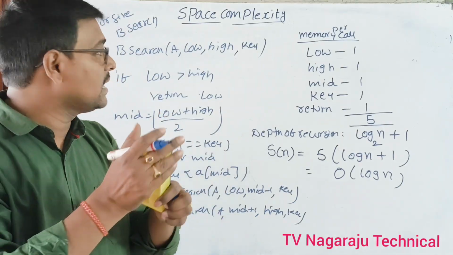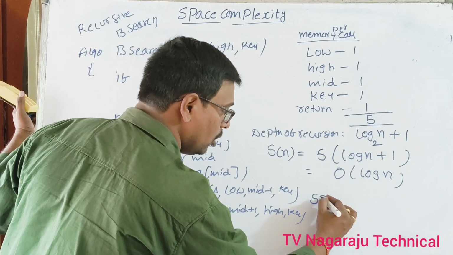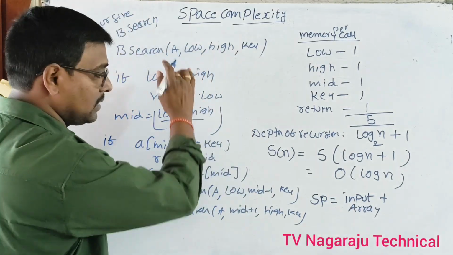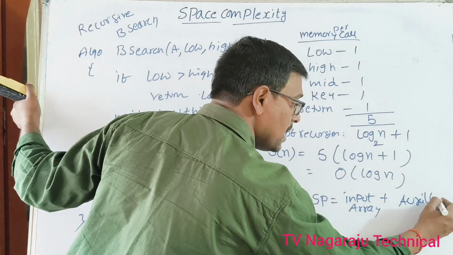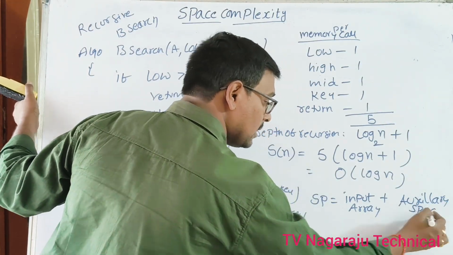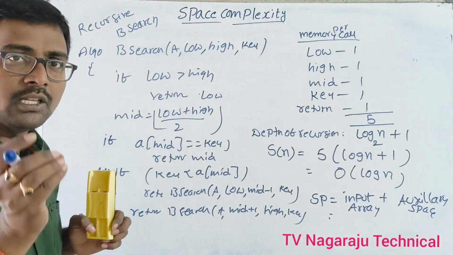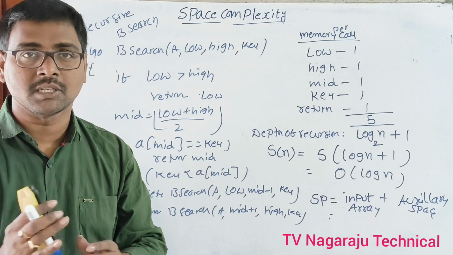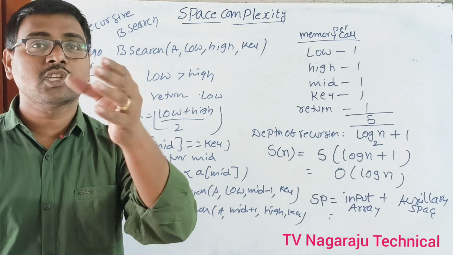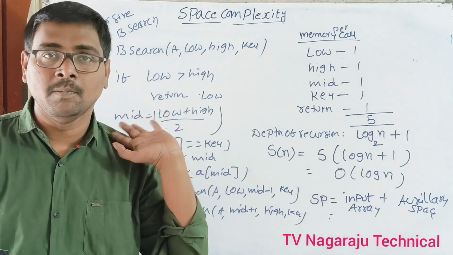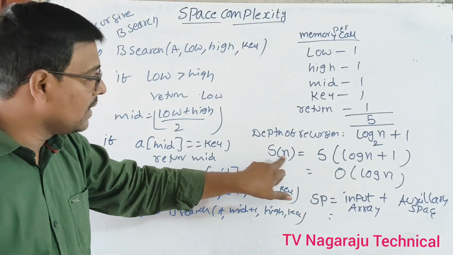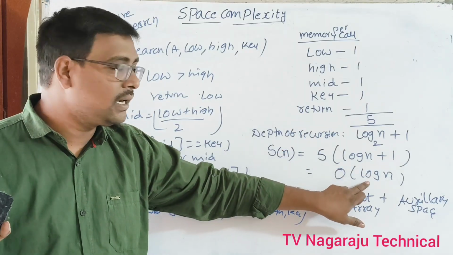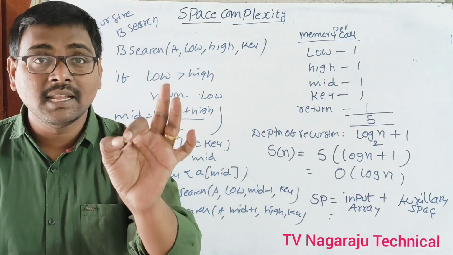Generally we said the space complexity is equal to the input array, if you have an array, plus auxiliary space. Input array plus auxiliary space. But generally, space complexity specifies only auxiliary space. Auxiliary space means the extra memory needed other than inputs. That is the reason we directly mention big O of log n. So this is the space complexity internally, the auxiliary space.